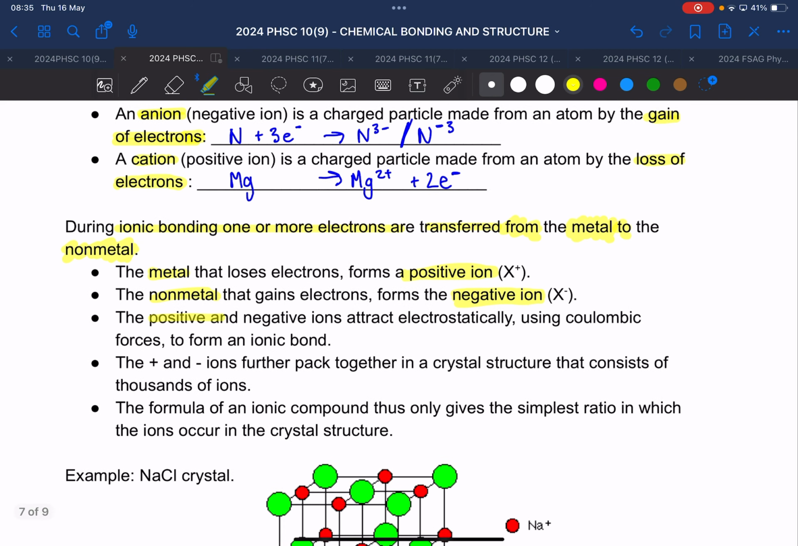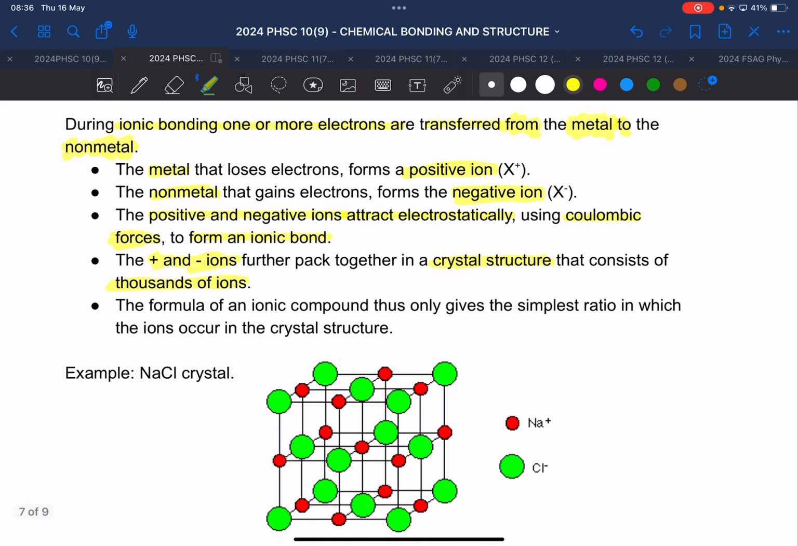The positive and negative ions attract each other electrostatically using our Coulomb forces. Okay, positive and negative stuff. And this forms our ionic bond. That's why it's called ionic bonds, because ions need to form for an ionic bond to exist. Okay, so these positive and negative ions pack together to form a crystal structure that consists of thousands of ions. Okay, there is a lot of atoms in a tablespoon of salt.